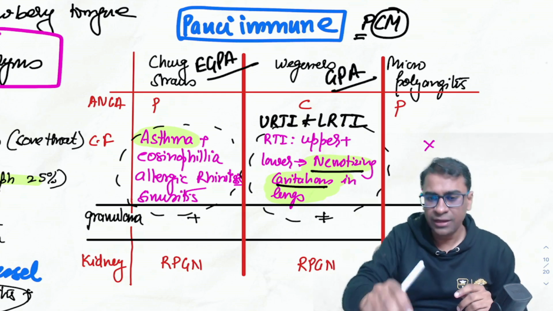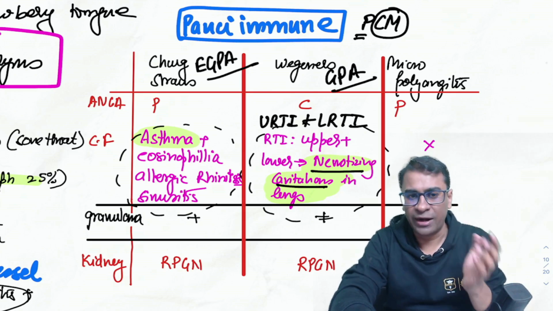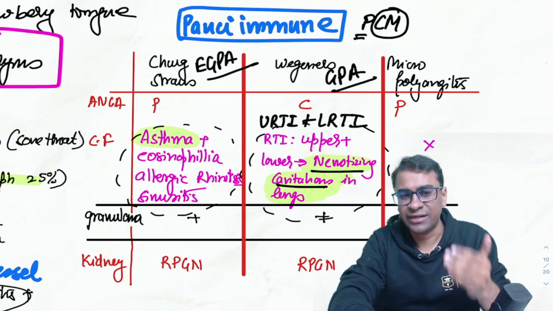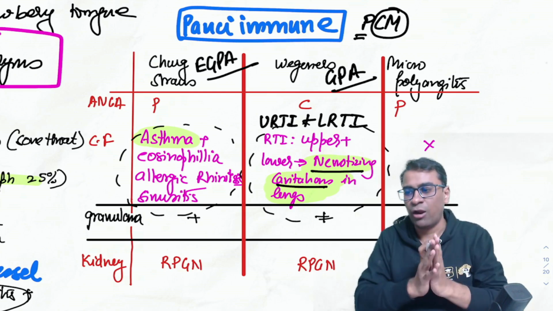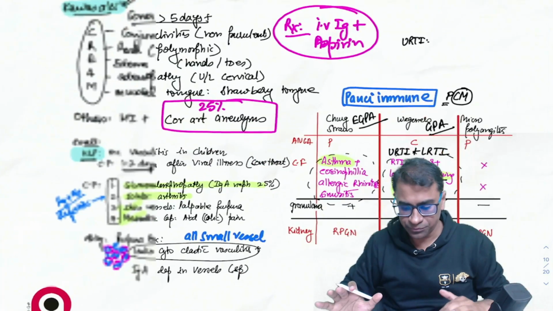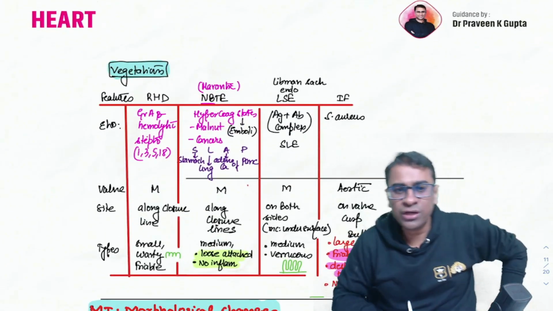So yes, it is called EGPA, GPA. What is EGPA? Eosinophilic granulomatosis with polyangiitis. Eosinophilic granulomatosis with polyangiitis is Churg-Strauss. Okay? Next we move to the topic of heart.